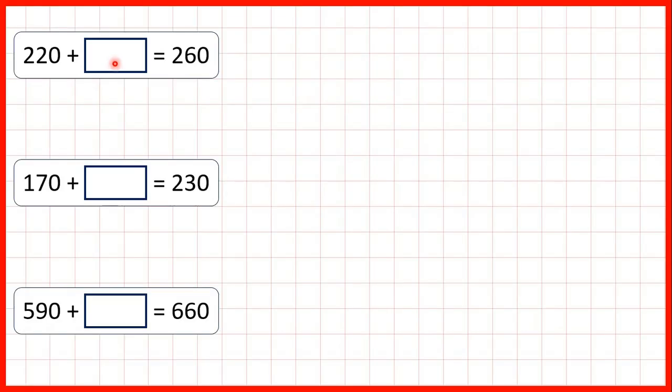Now, we have some missing number problems for adding multiples of 10. First, 220 plus something equals 260. So if we highlight the digits that have changed, we can see that we started with 2 tens, but we have 6 tens in our answer, and the difference between 6 and 2 is 4.